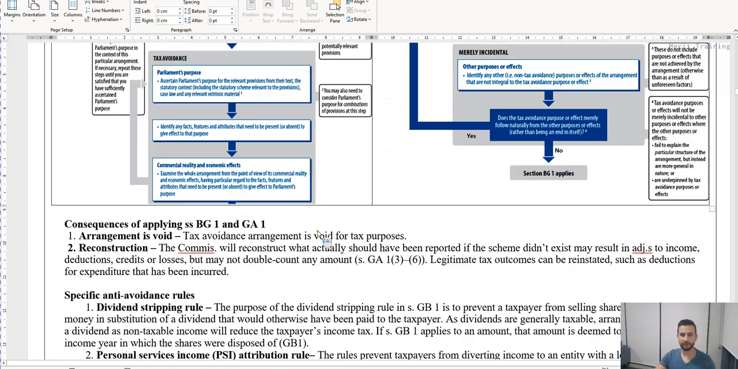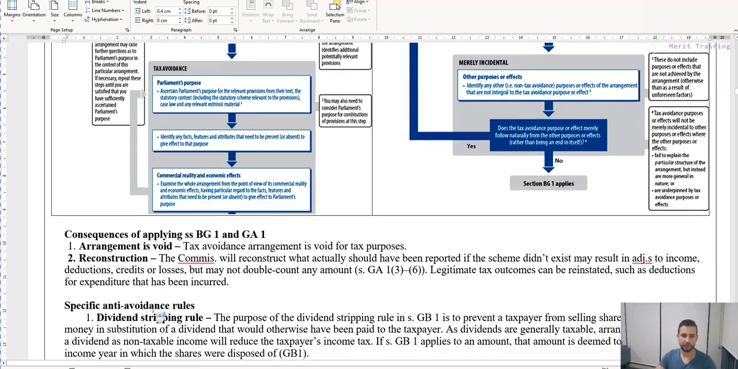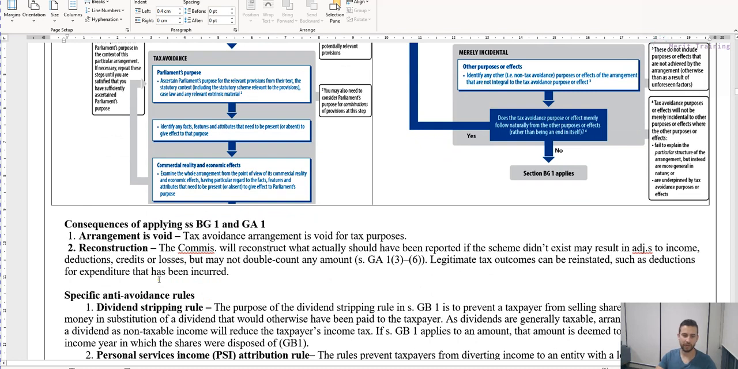So if we have found that the arrangement under BG1 was used for tax avoidance purposes, then the Commissioner has two powers. Number one, the arrangement is void. So whatever was agreed, whether that was a borrowing agreement between parties in two countries, a dividend, or a pricing agreement with a parent company overseas, the Commissioner can come in and say that is void. There's no agreement. It's not valid.